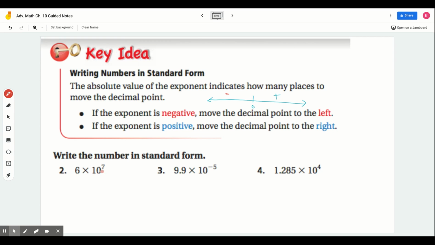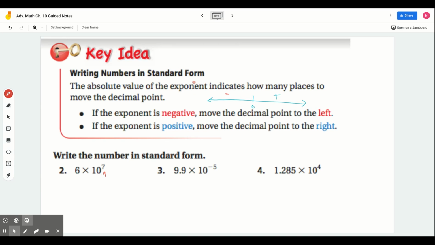So here, 6 times 10 to the 7th. Since the exponent is positive, I move my decimal point 7 places to the right, because it's a positive exponent. So go ahead and try these 3 problems right now on your own.